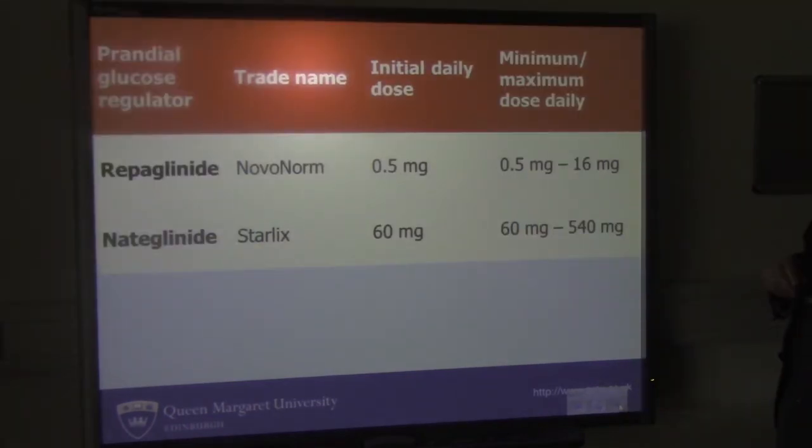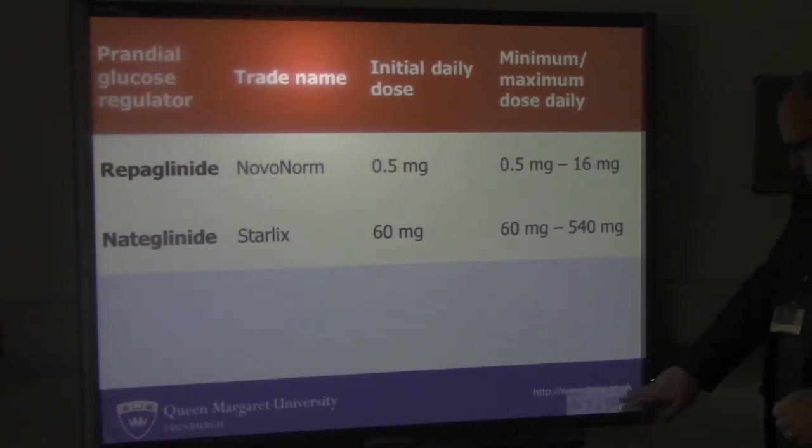And again, we've got the 2 big boys here for that class. You'll see there the Prandial glucose regulators' names, they end in that Glinide ending. So Repaglinide and Nateglinide. And I've given you the trade names of Novonorm and Starlix, and you'll see it again. Just have a look at that in your own time.